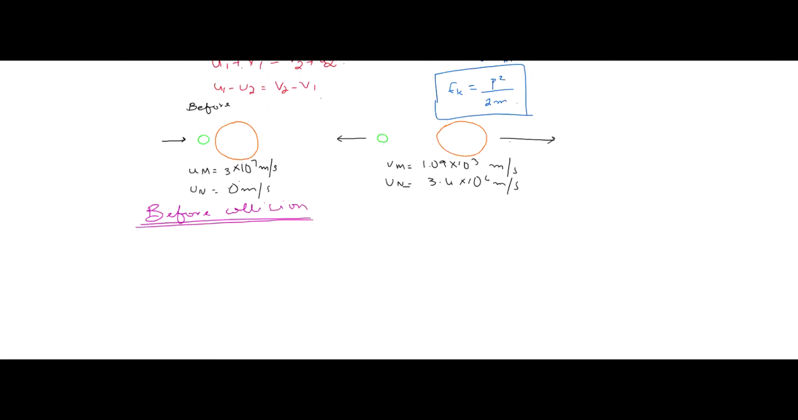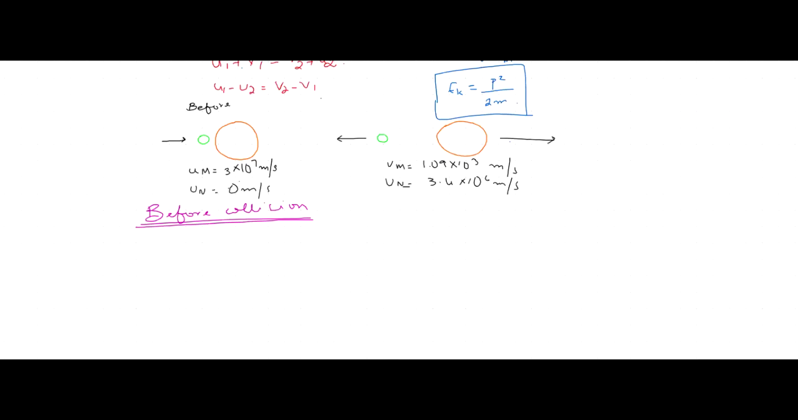It should be for the unknown particle, right? We don't have to worry about the neutron. Why don't we have to worry about the neutron? Because it's 0. Exactly, it's stationary. So obviously its momentum is going to be 0.